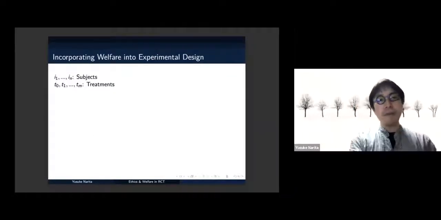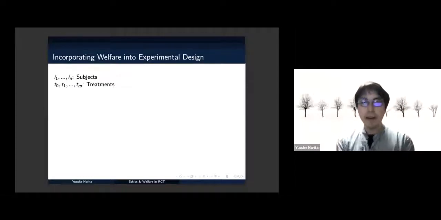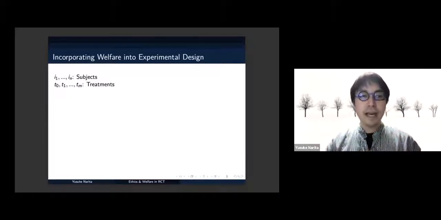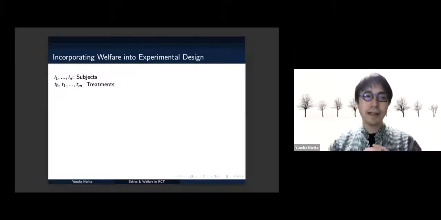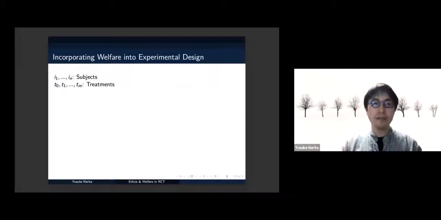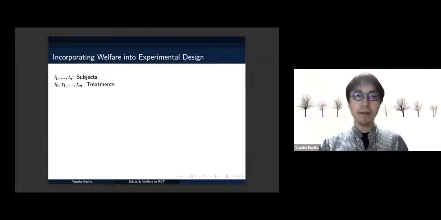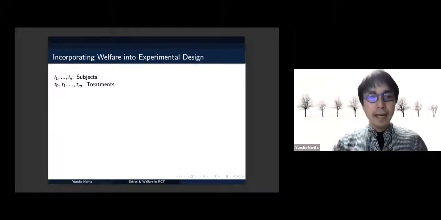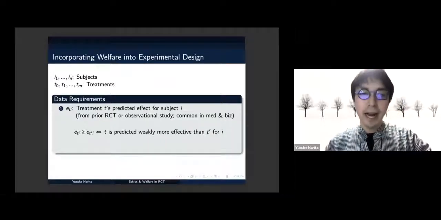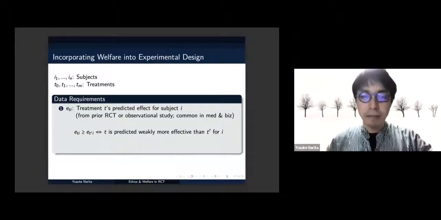Then this motivates me to think about the problem of welfare in the design of RCTs. Then I'm going to use the following stylized framework where we have a bunch of experimental subjects, I1 to IN, to be assigned to a bunch of experimental treatments from T0 to Tn. Then I assume that the experimenter has a couple of measurements about subjects' predicted welfare. A key measurement about subject welfare is probably some information about how effective each treatment is likely to be for different types of experimental subjects.